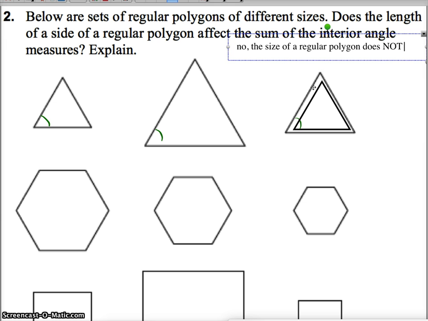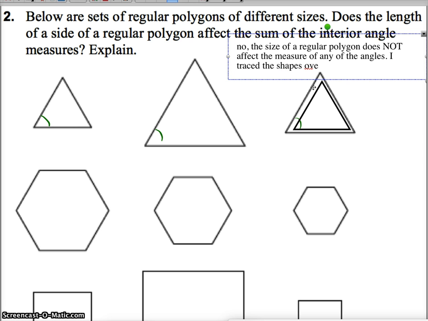oh, it's affect, not effect, affect. No, the size of a regular polygon does not affect the measure of any of the angles. Or I can say I trace the shapes over one another and they were the same. If you weren't able to trace, you can also say that you measured.